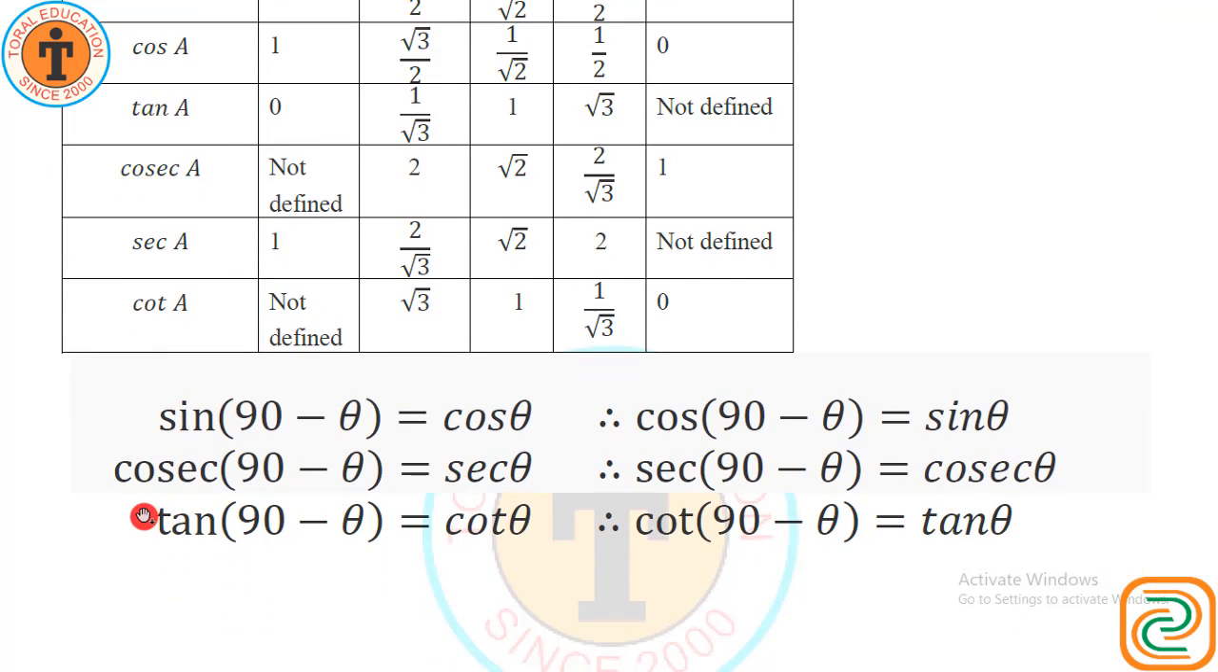Now the other formulas which we have already taken. Sin 90 minus theta equals cos theta, where theta is an acute angle. Similarly, cos 90 minus theta equals sin theta. Cosec 90 minus theta equals sec theta, and sec 90 minus theta equals cosec theta. Tan 90 minus theta equals cot theta, and cot 90 minus theta equals tan theta. Theta is any angle, remember.